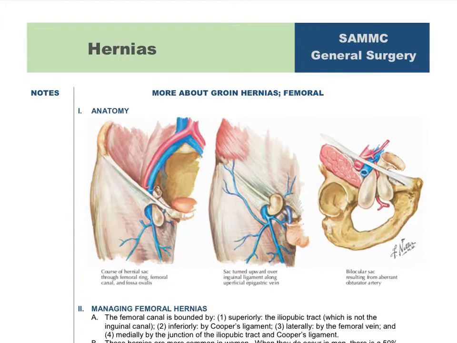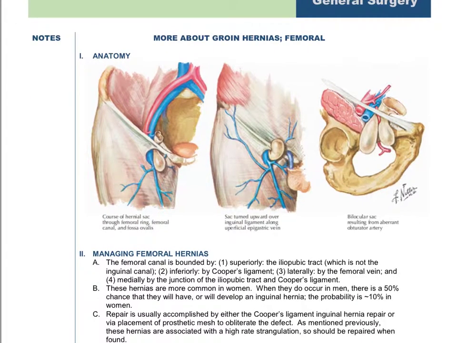Okay, let's go ahead and talk quickly about femoral hernias. As you can see here, it's a hernia through the femoral canal, which is bound superiorly, sorry, it's hard to say, by the iliopubic tract, which, by the way, you should look up. It's not the inguinal canal. Inferiorly it's bound by Cooper's ligament, also a very important landmark that you should go back and look at. It's important in both the open and the laparoscopic or posterior approach. By the way, a posterior approach to that repair can also be open as well. It's just potentially a lot harder. Laterally it's bound by the femoral vein and medially by the junction of Cooper's ligament and the iliopubic tract.